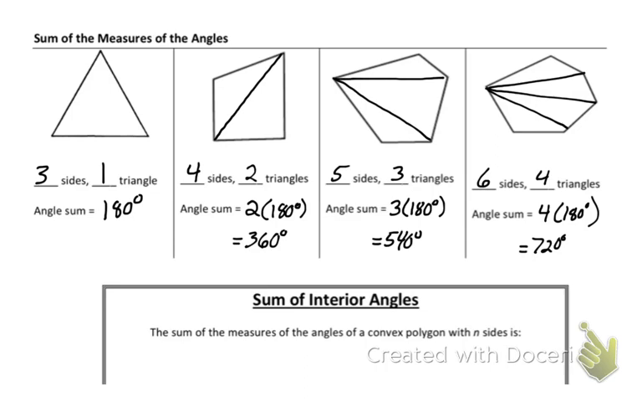Notice this pattern though. 3, 1, multiply by 1. 4, 2, multiply by 2. 5, 3, multiply by 3. 6, 4, multiply by 4. If I had 7 sides, how many triangles could you draw? Without drawing it, just from this pattern, I could draw 5. What if I have 98 sides? If I have 98 sides, how many triangles? 96. What if I have 364?